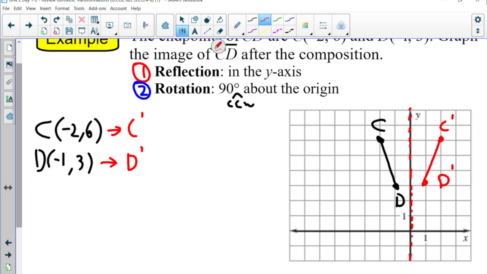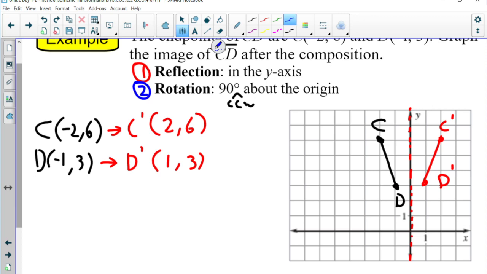So there's my new segment flipped over the y-axis. Change my direction of left and right. So C prime is now at 2, 6, and D prime is now at 1, 3. So that's my reflection. Flip my left and right directions.